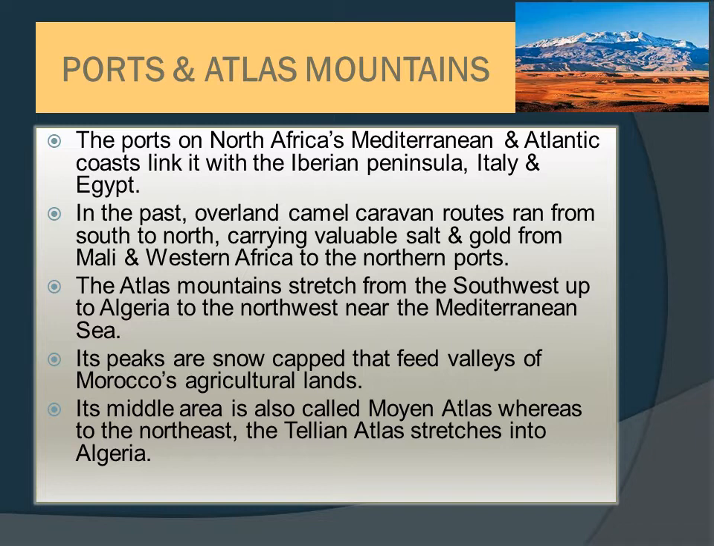How can they feed the valleys of Morocco's agricultural land? It is that in summer, some of the snow of these mountains melts, and that brings water to these agricultural lands of Morocco. Its middle area is called the Moyen Atlas, whereas to the northeast, the Tellian Atlas stretches into Algeria.